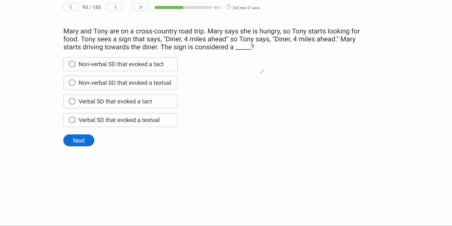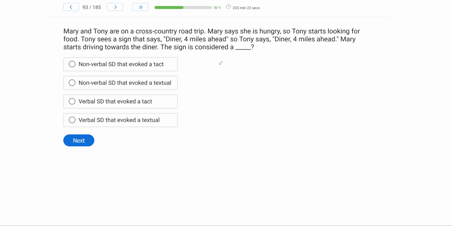Mary and Tony are on a cross country road trip. Mary says she is hungry, so Tony starts looking for food. Tony sees a sign that says diner 4 miles ahead, so Tony says diner 4 miles ahead. Mary starts driving towards the diner. The sign is considered a what?